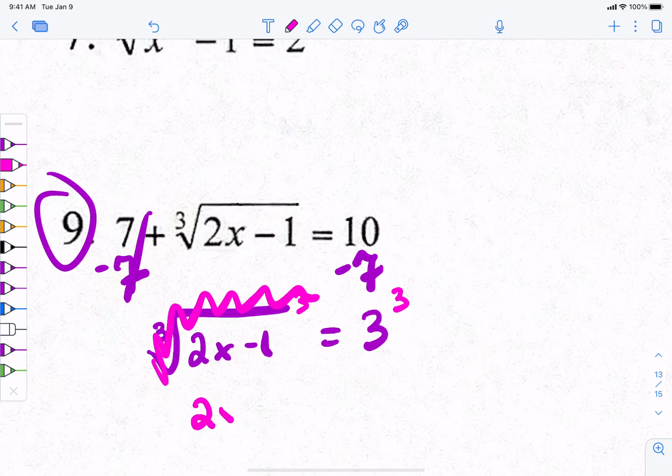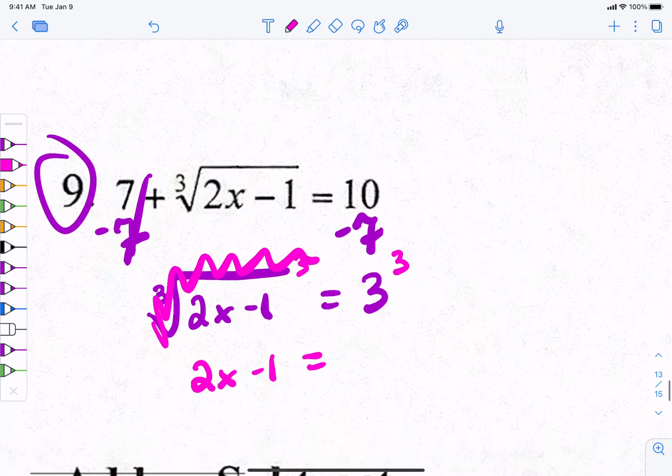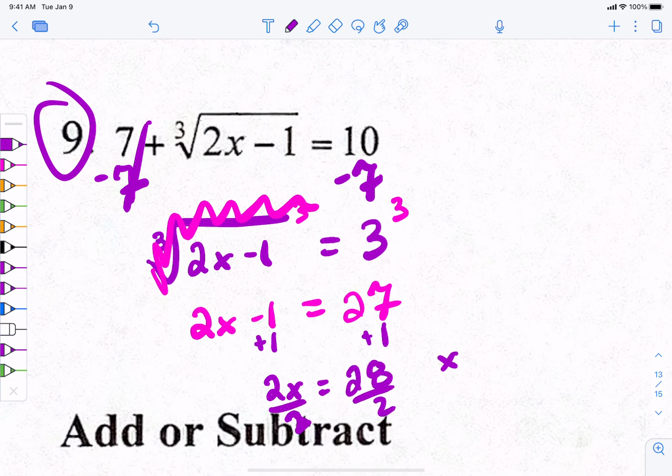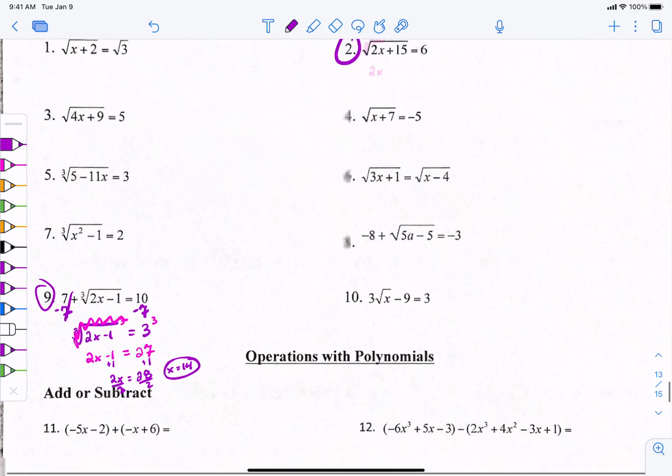So 2x minus 1 is equal to 27. Okay, and then what? Add the 1 over. So 2x equals 28. X is 14. You betcha. See, these are really fast. Do you want some time to do the other ones?